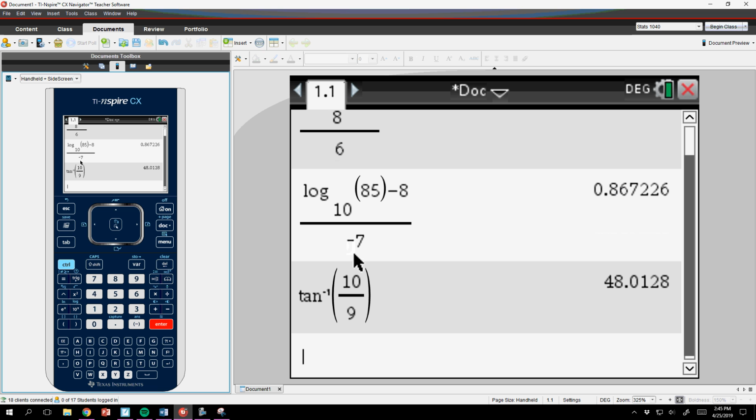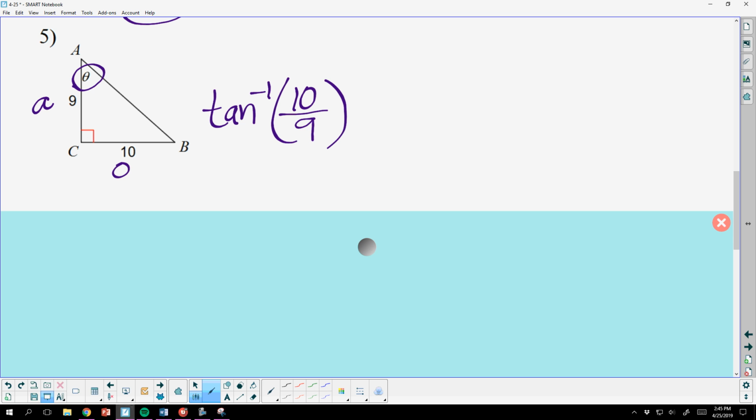So remember, it's the trig button. All right, did you guys get 48 degrees?